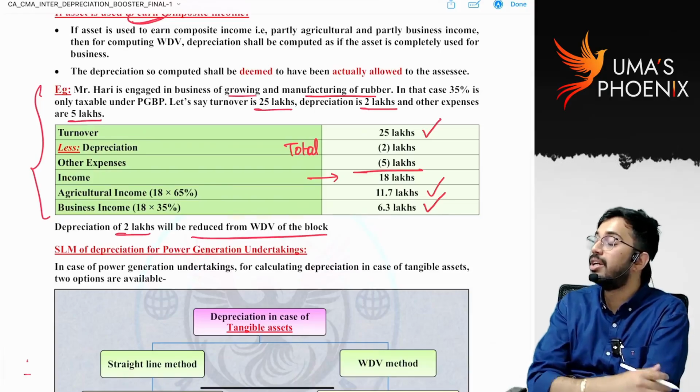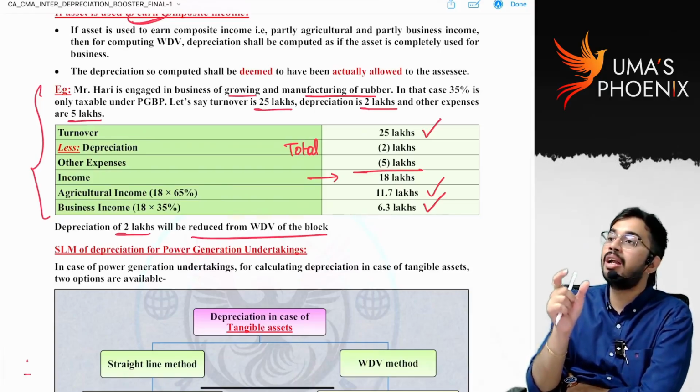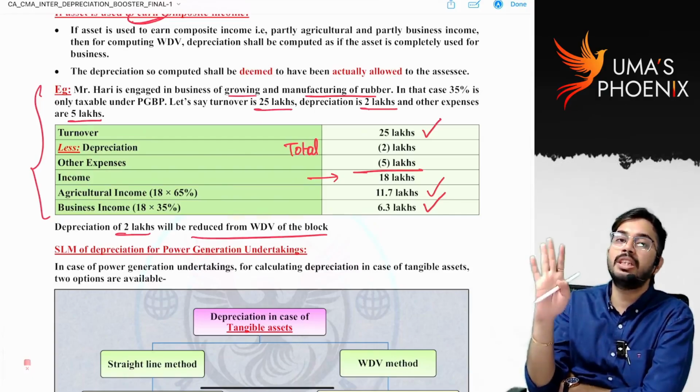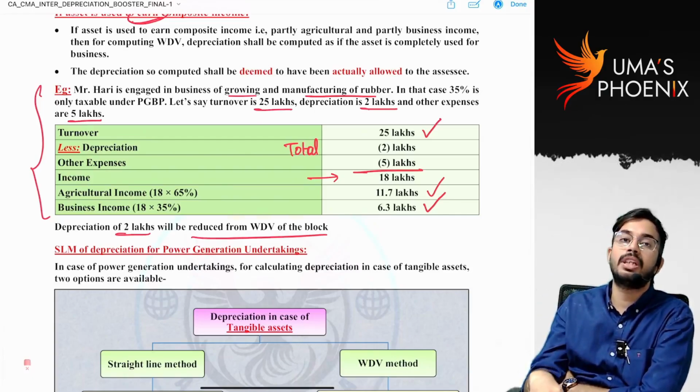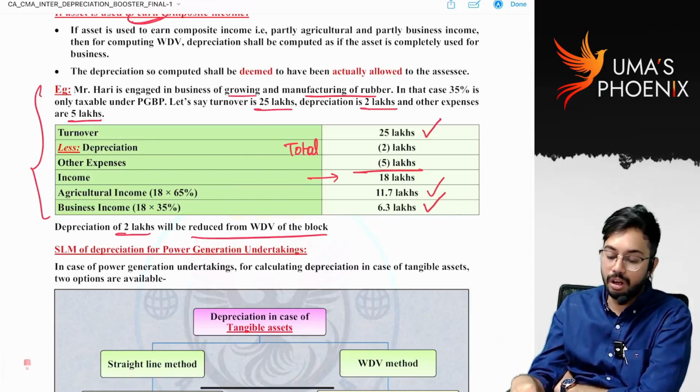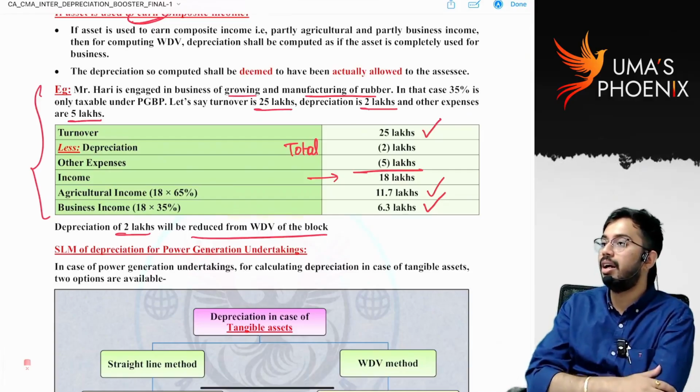Are you able to understand? So whenever asset is used to earn a composite income, total depreciation is allowed as expenditure. Total depreciation will be reduced from written down value of the block. Is it clear? Are you able to understand?